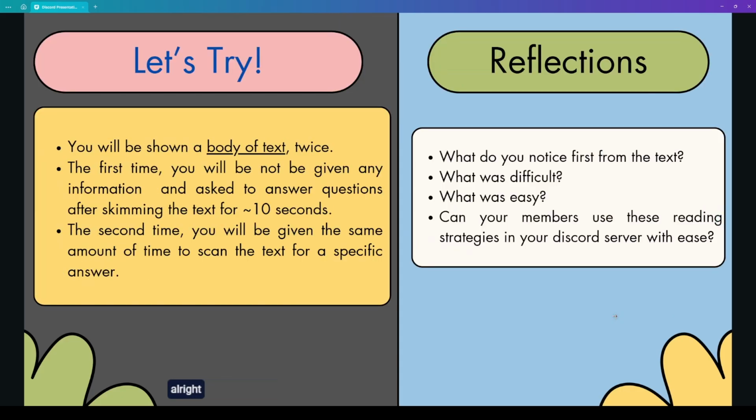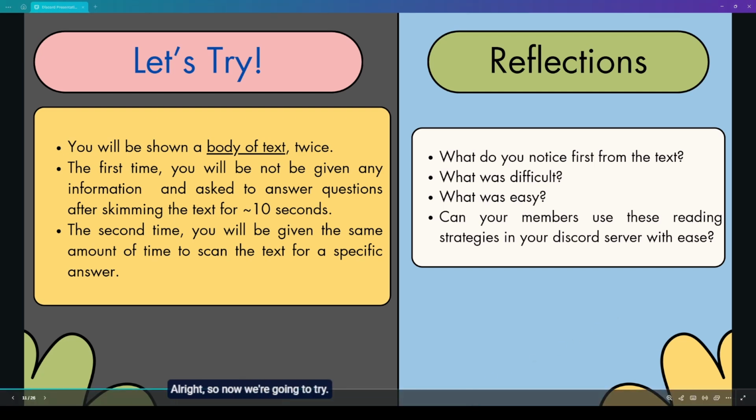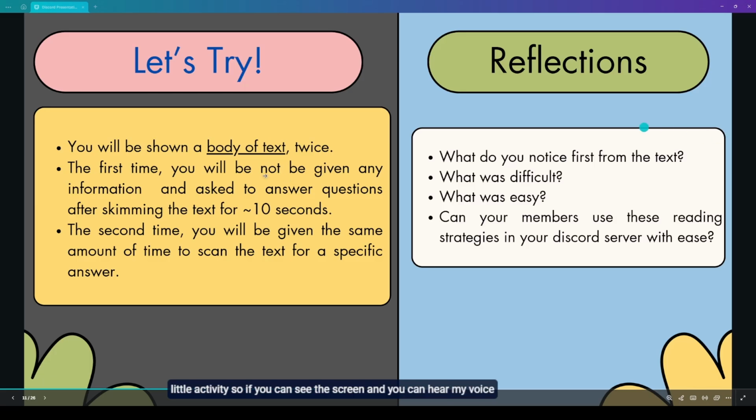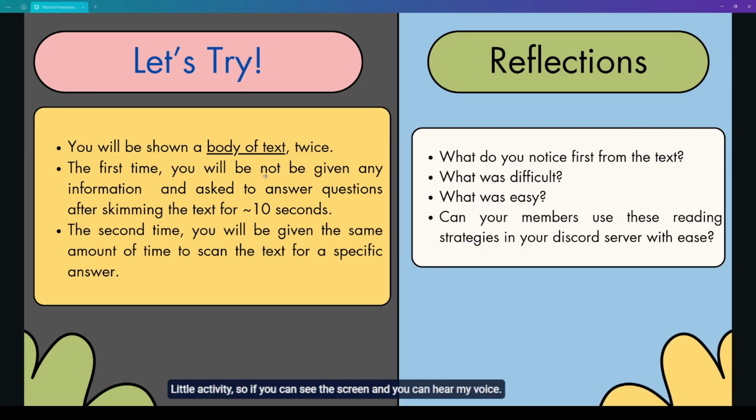All right, so now we're going to try a little activity. If you can see the screen and you can hear my voice, give it a shot. I'm going to show you a body of text twice. The first time, I'm not going to give you any context. I'm going to give you 10 seconds, and then I'm going to ask you 2 questions. We'll look at it again, and the second time, we'll revisit the first questions. All right, here we go.